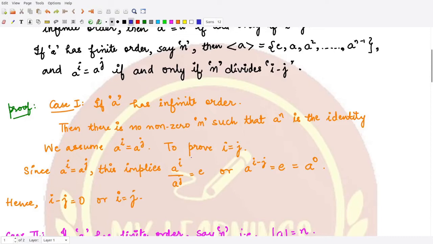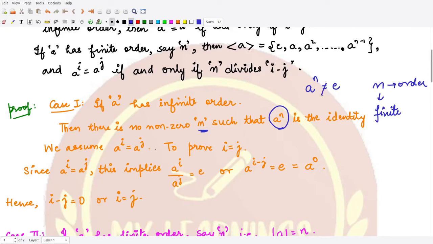Then there is no non-zero n such that A to the power n is the identity. Why? Because the order is infinite. If you had A to the power n equal to the identity element, the order would become n, and that is finite in nature. But in our case the order is not finite, it is infinite. So this won't happen here. A to the power n is not the identity anywhere.